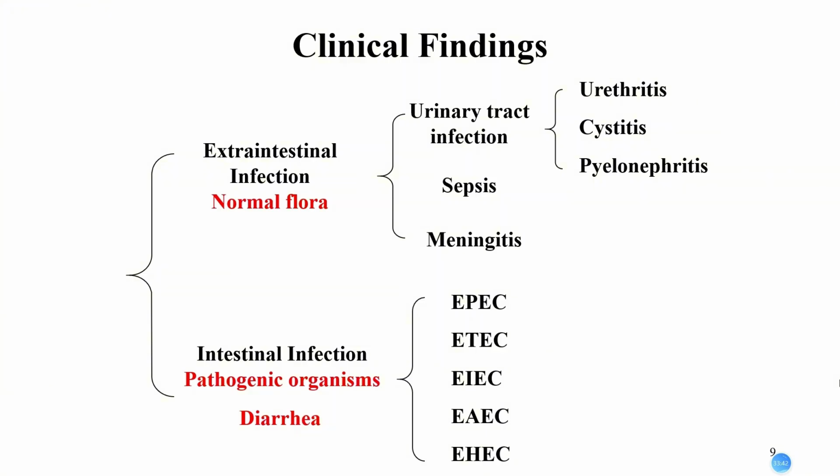So that's due to normal flora infection. And they can also cause sepsis and meningitis. So that's due to the normal flora, common E. coli infection. Some E. coli can gain the ability to become pathogenic if they can produce some virulence factors. There are several types we are going to introduce in detail.